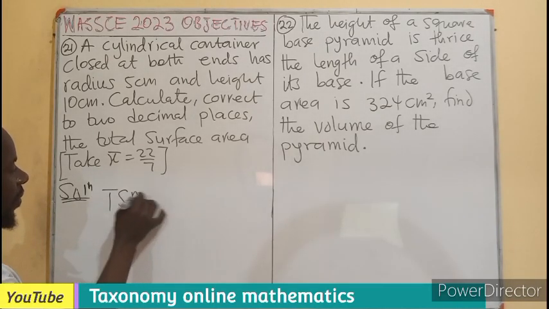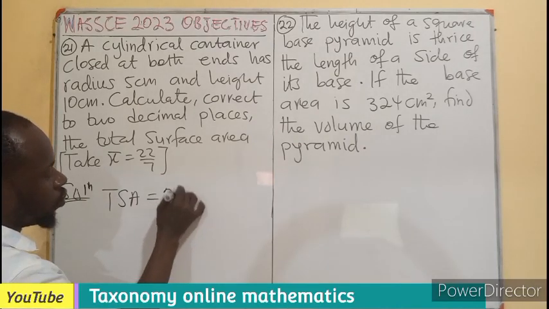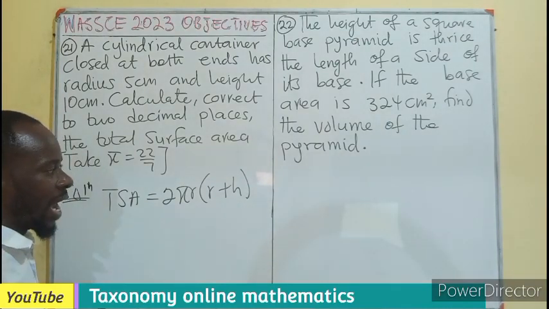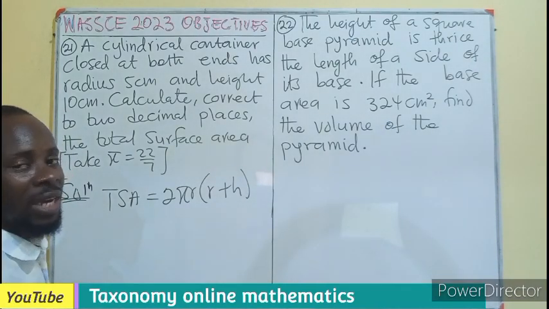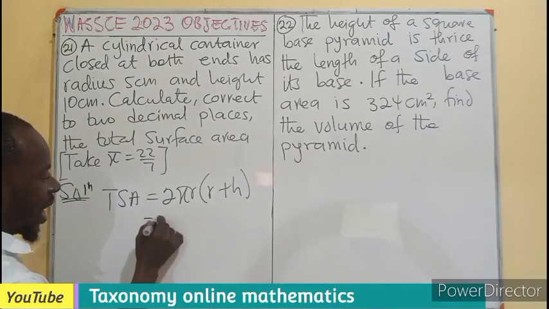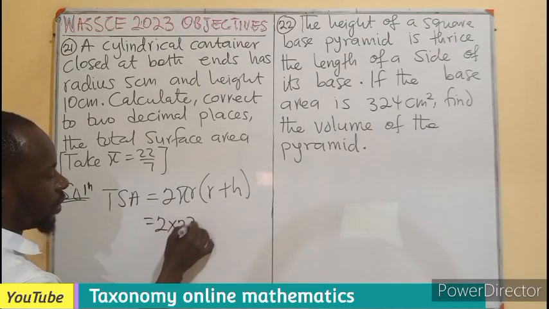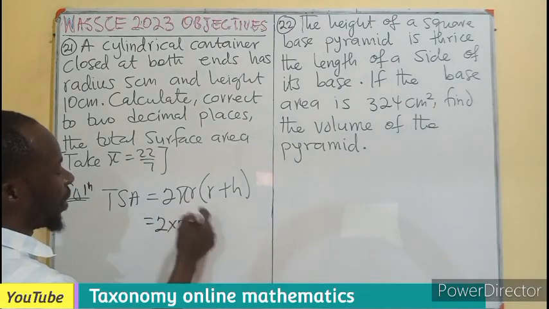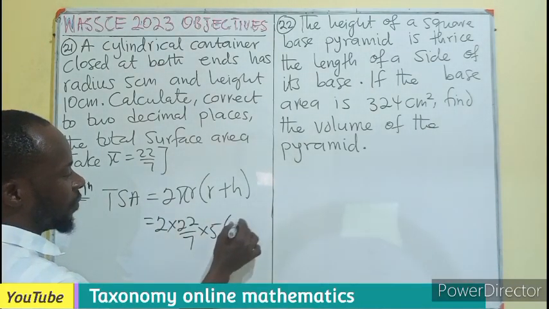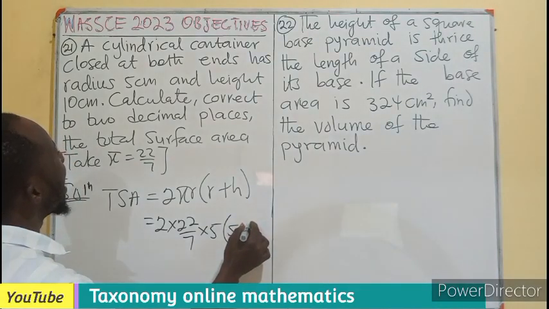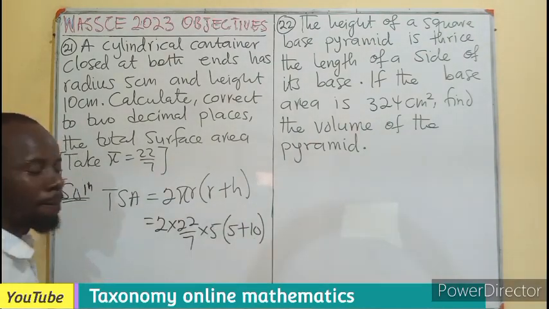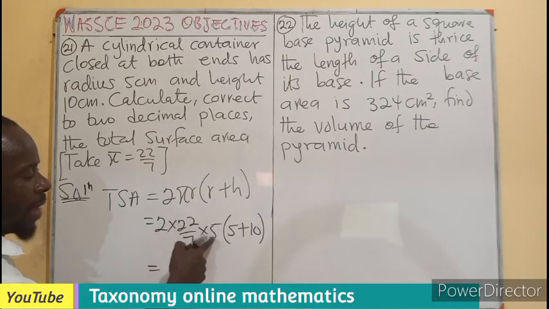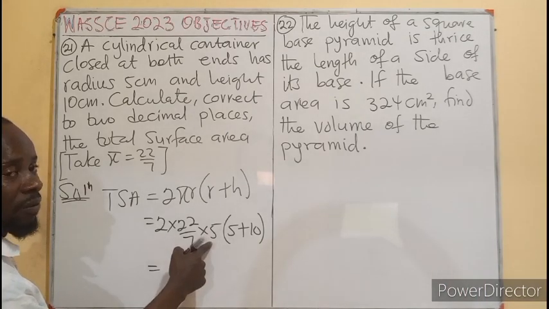The total surface area is 2πr(r + h), where r is the radius and h is the height. So we have 2 times 22 over 7, multiplied by 5, which is the radius, times (5 plus the height, which is 10). We are now going to multiply these together. Don't forget, 2 times 5 will be 10.